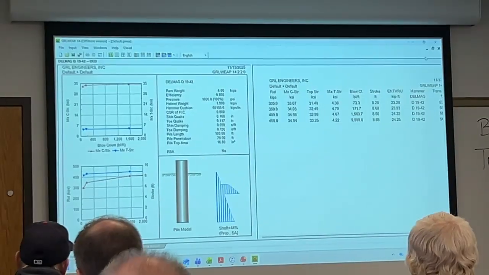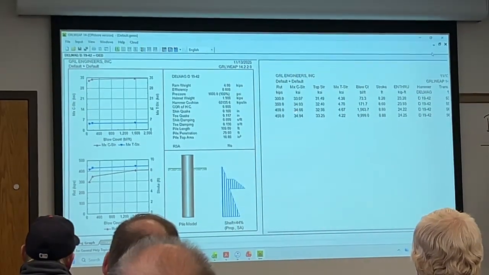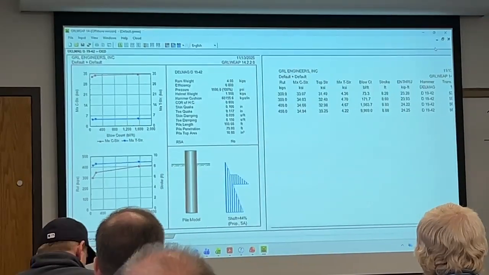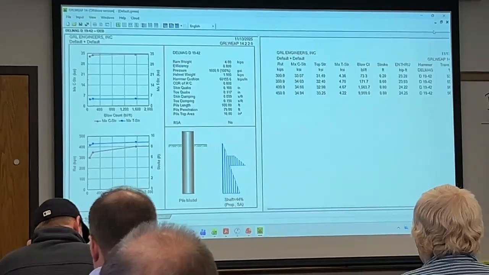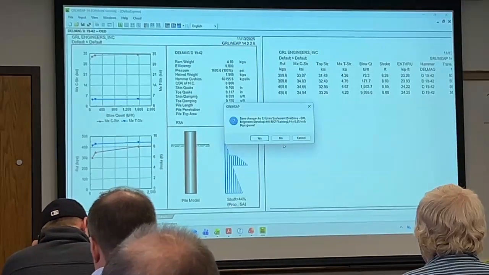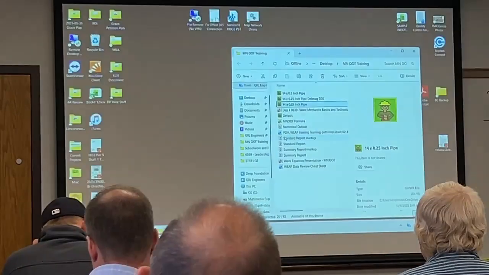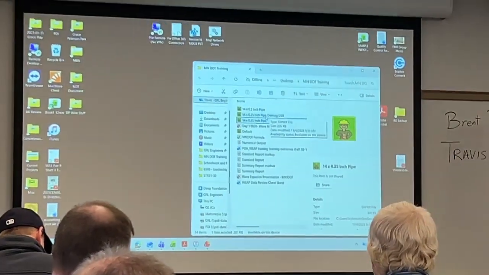Your predicted stresses in the pile are 35 ksi, so well below, I assume you're probably going to have grade 3 pipe with a yield stress of 45 ksi. So the D19 is no good. So Travis, is there a way to go back in and play around with the numbers?